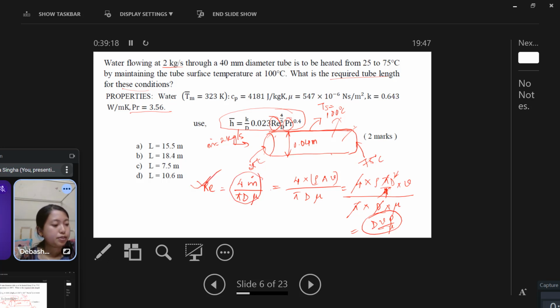So sometimes you can also use this formula for Reynolds number. If you calculate the Reynolds number, you can directly substitute the values. M dot is given as 2 kg per second, diameter is also given, and mu is also given in the properties. If you use dv rho by mu, v is not given here, the velocity of the fluid is not given, so it is better you use this formula, 4m dot divided by pi d mu.